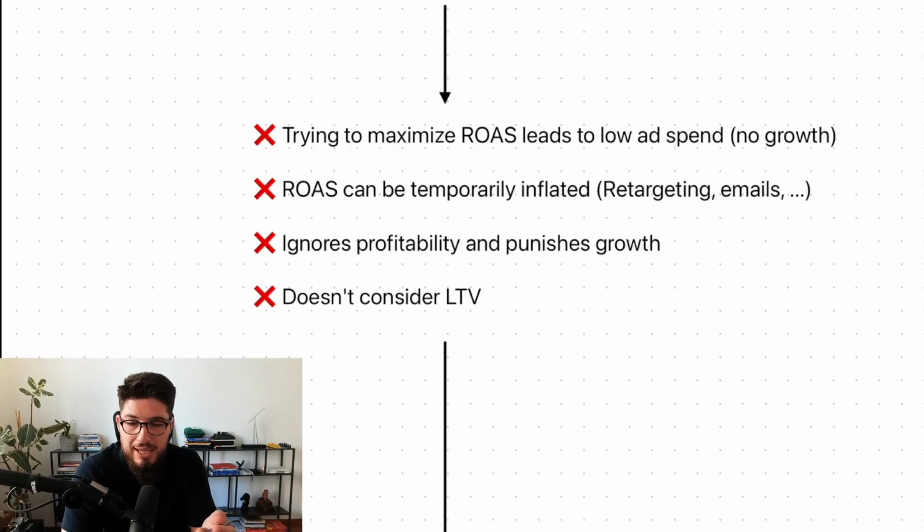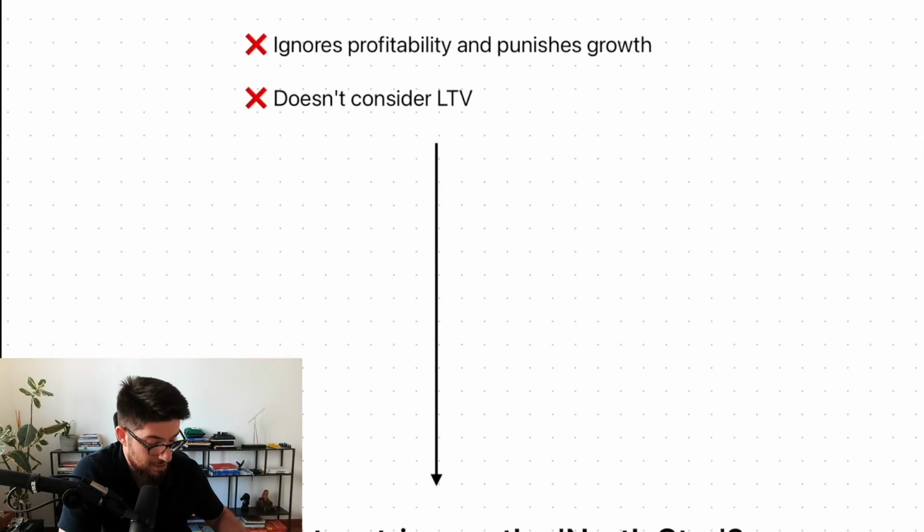First things first, the ROAS can be temporarily inflated. If you send an email, the ROAS will go up on Facebook. If you're doing a lot of retargeting and very little prospecting, the ROAS will go up. But ROAS is a metric that ignores profitability and punishes growth, because if you try to grow, usually the ROAS will go down, but you have to find other ways to compensate for that and keep on growing. And ROAS is not going to consider the LTV. So there are many metrics that we have to take into account to generate growth, which is what I'm going to reveal in this video.